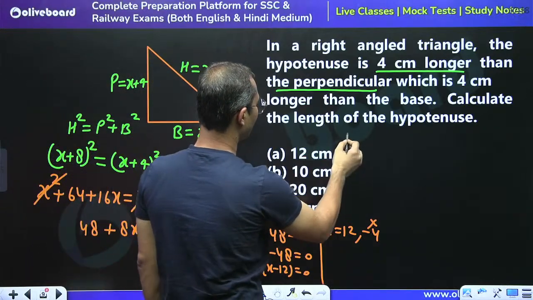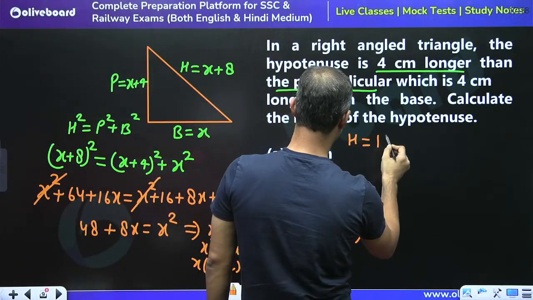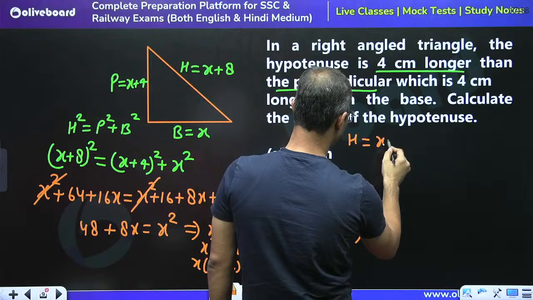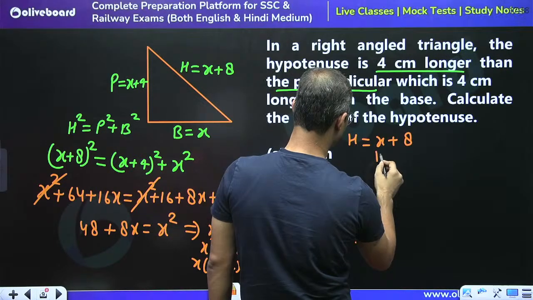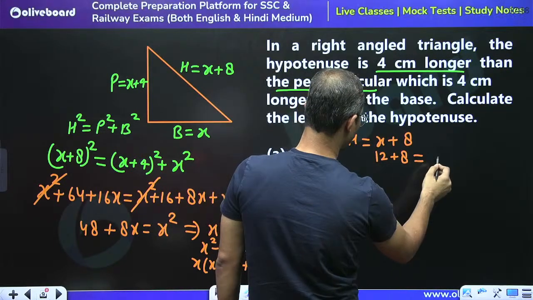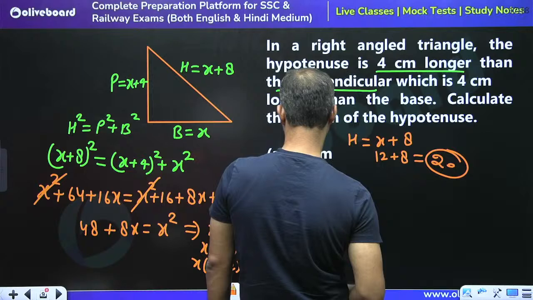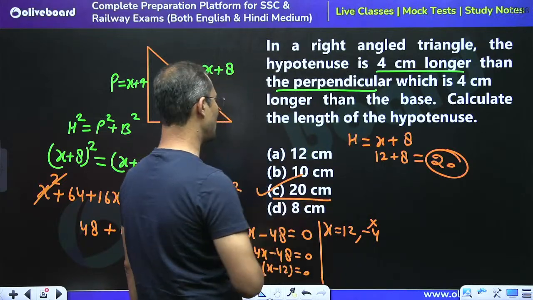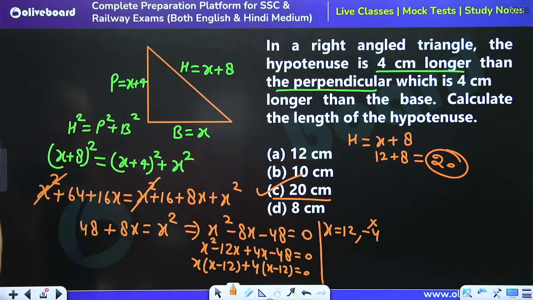Then what is the value of our hypotenuse? It is equal to x plus 8, so 12 plus 8. This is equal to 20, right? So 20 is the right answer. C part is the right answer.